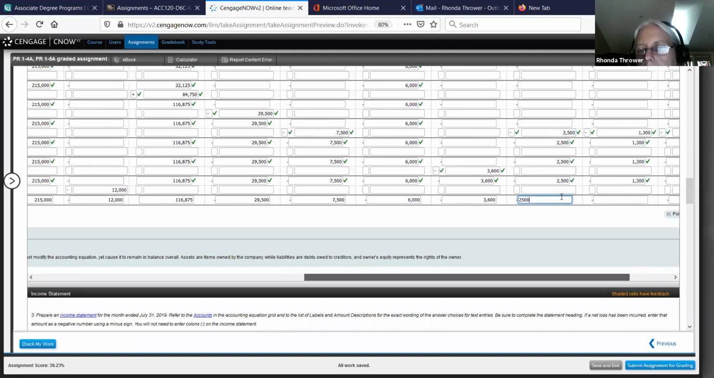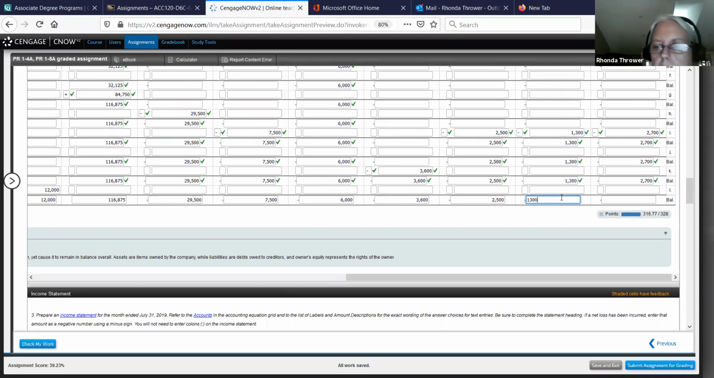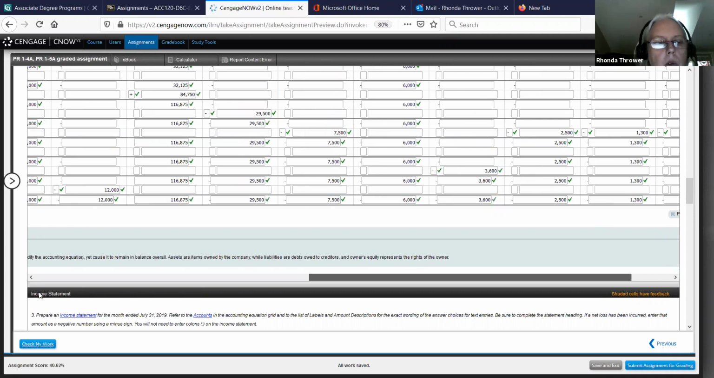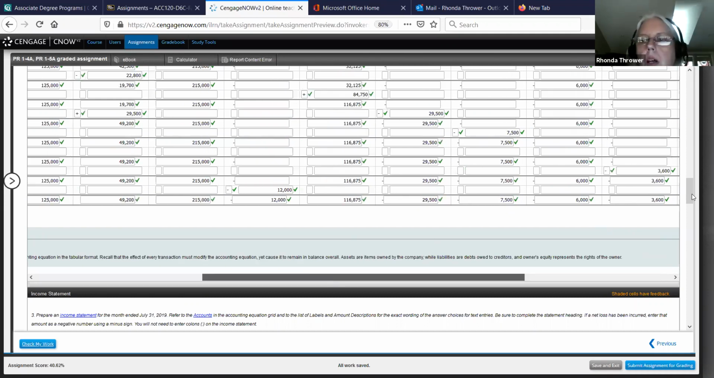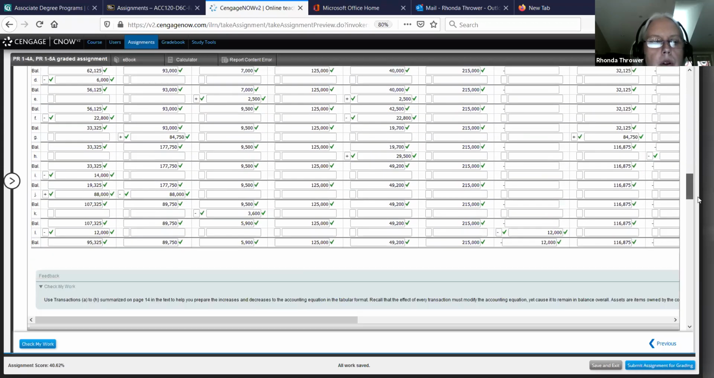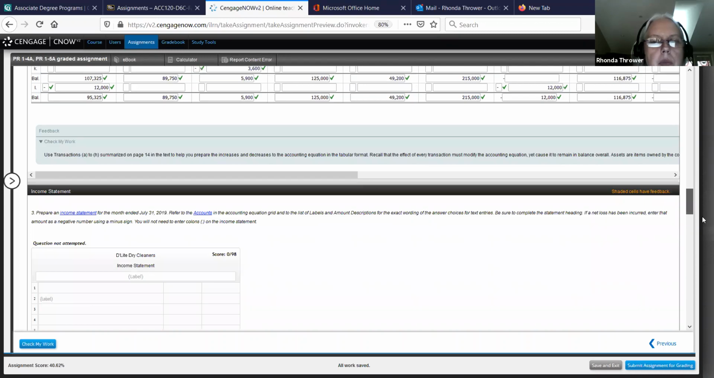Keep balancing. Check your work. And it looks like everything's okay. So that's a good thing. That's analyzing the transactions. And now what we're going to do is prepare financial statements.